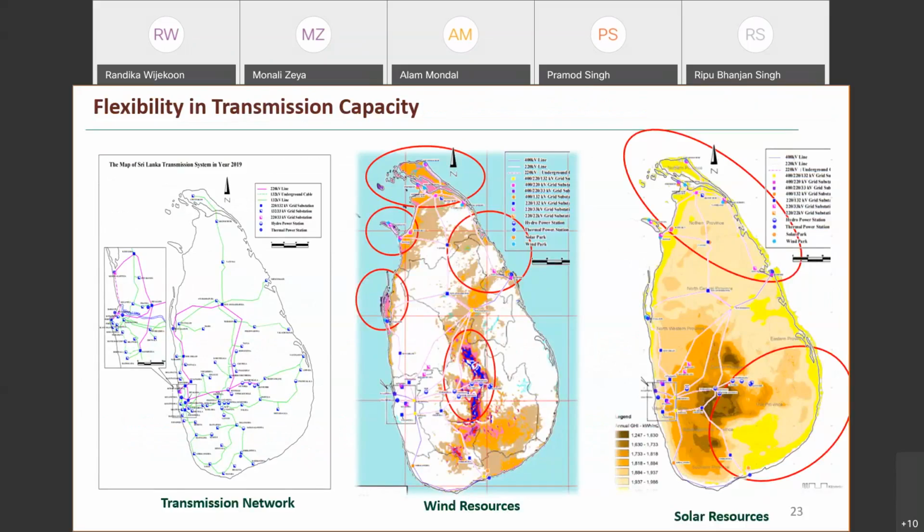This slide shows a different dimension of flexibility. It is the transmission capacity, because we have to develop a network to enhance the transfer capacity of these renewable energy resources. And most of the resources are located in the outskirts of the country. Therefore, there are plans to reach out to those resources and to tap those resources.